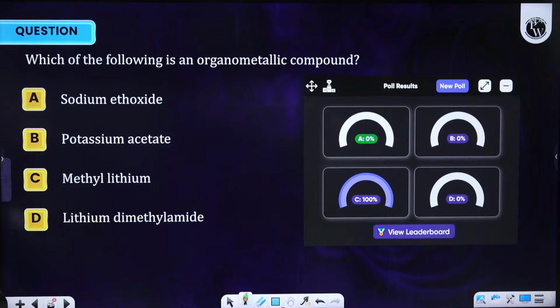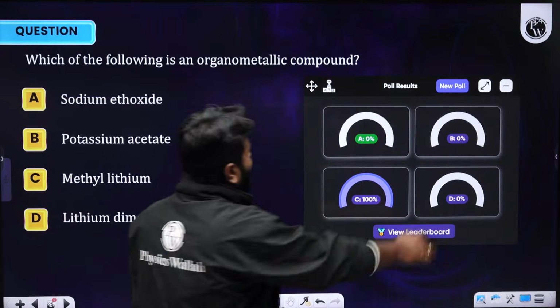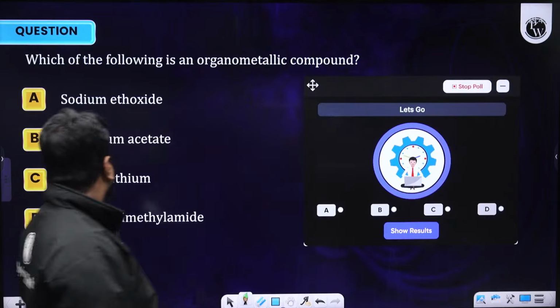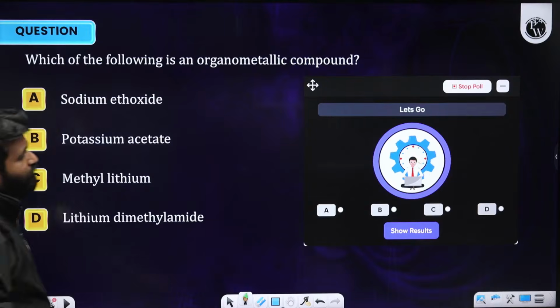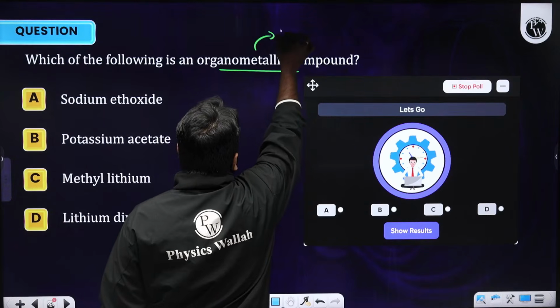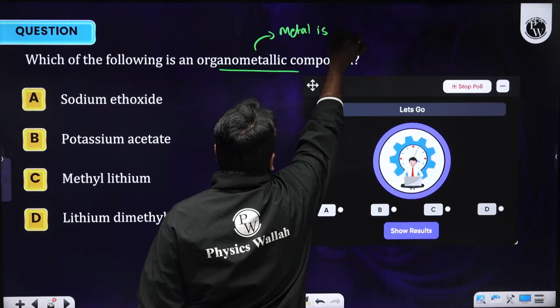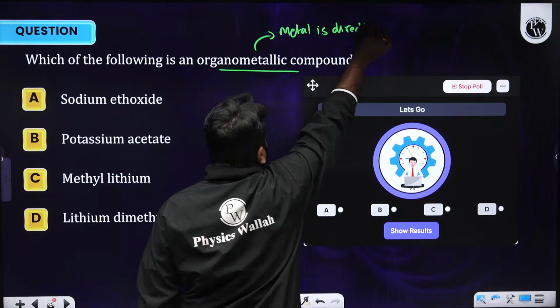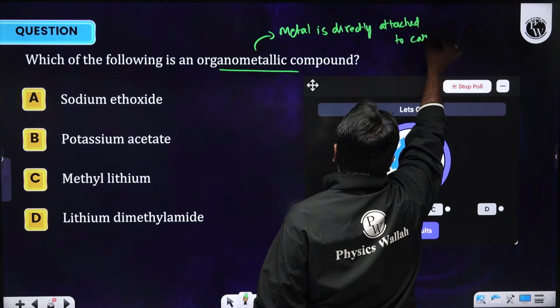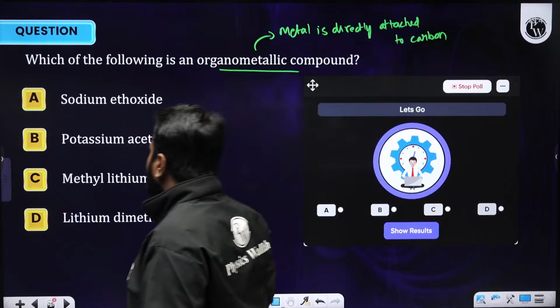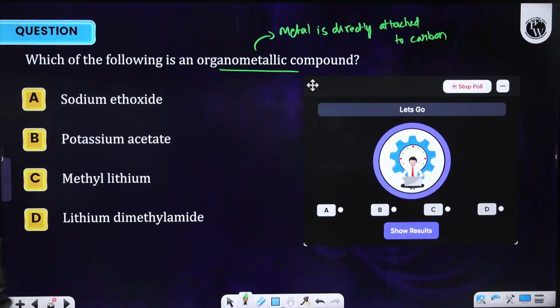Next. Which of the following is an organometallic compound? What is an organometallic compound, sir? I will give one idea. Metal is directly attached to carbon. That is called an organometallic compound. Now tell me. Methyl lithium, lithium dimethylamide, potassium acetate, sodium ethoxide.